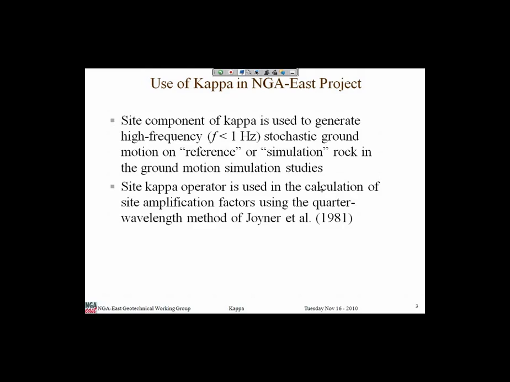So, use of Kappa in the NGA project. As far as I know, and again, we haven't heard from the simulation people, but based on some of the interaction that I've heard, Kappa is basically going to be used for site attenuation on hard rock, to generate the high frequency, typically frequencies greater than 1 hertz. Norm or others can correct me if this is wrong: stochastic ground motion on reference or simulation rock. Now, Yusuf just said we're merging those two, so they're basically one and the same in the simulation studies.